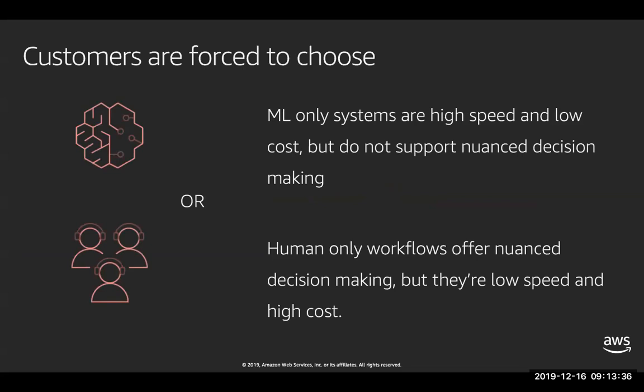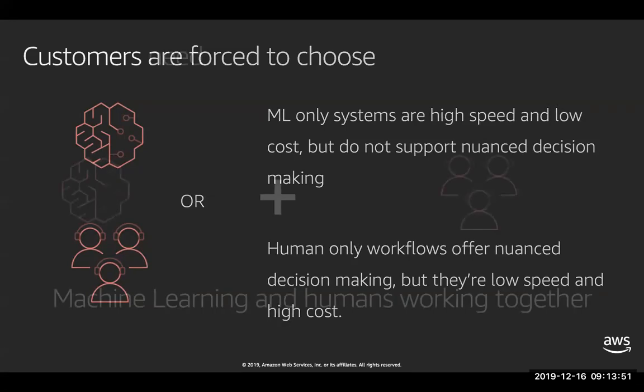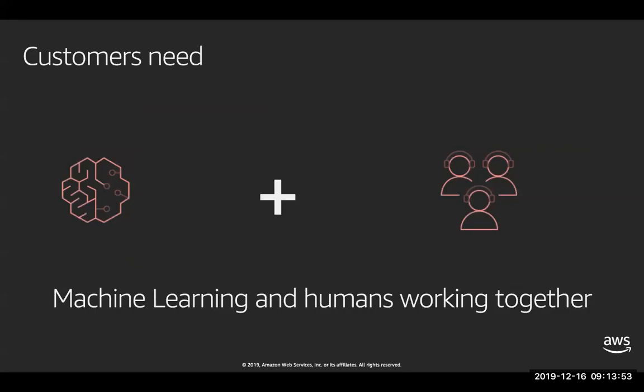The other big one's human in the loop. Customers were forced to choose. Do we want human only workflows? Do we want a mix of human and the algorithmic workflows? So here we now have better choices in this area. And at the end of the day, we really want machine learning and humans to work together.